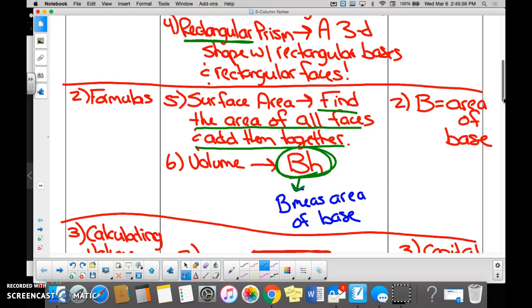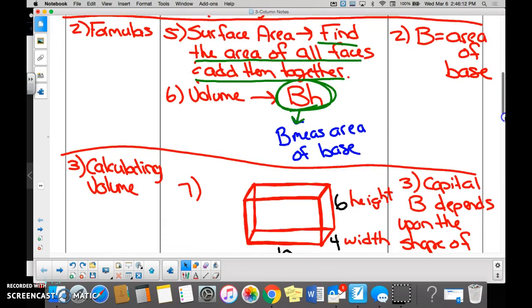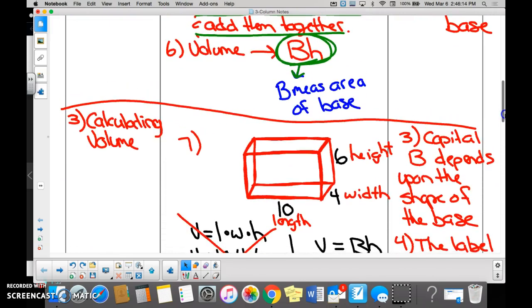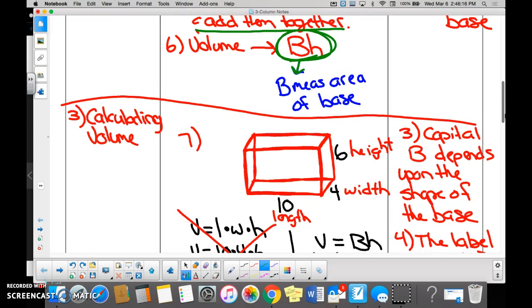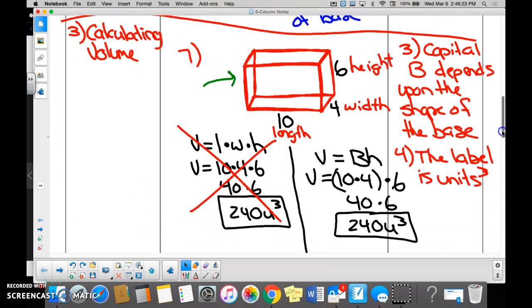Does that differ from shape to shape? Would the area of a base be different for a rectangular prism compared to a triangular prism? Yes. So to calculate the area of a triangle is different than calculating the area of a rectangle, right? Okay. So if we go down to number 7, what kind of prism is this? Rectangular prism.